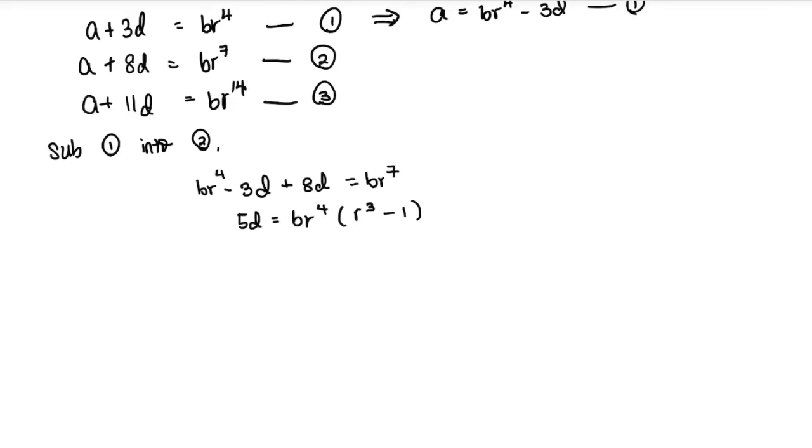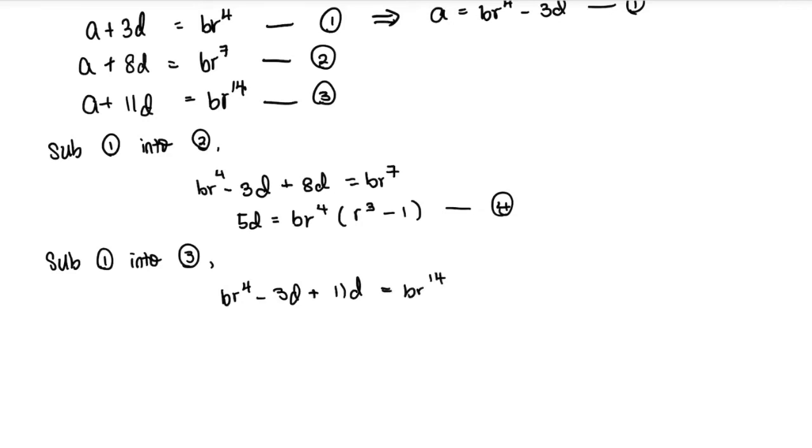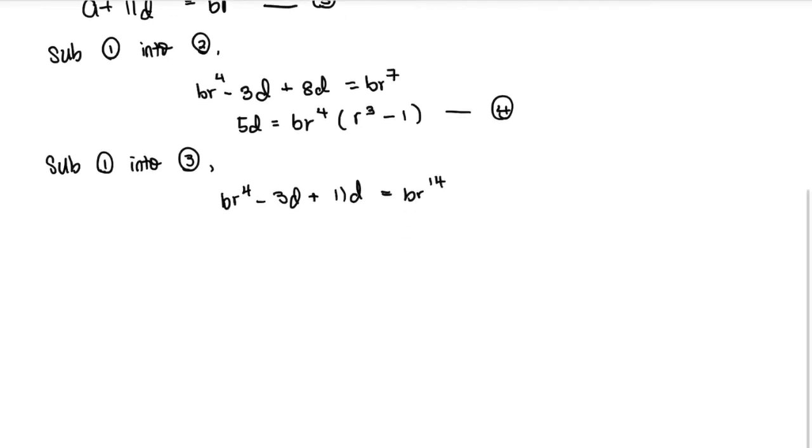So this would be your, let's just call it the 4th equation for now. Another one you can do is when you sub the first equation into your 3rd equation. So you would be left with BR to the power of 4 minus 3D plus 11D gives you BR to the power of 14. So from here, likewise, you can combine it. So 11 minus 3 will leave you with 8D on one side.